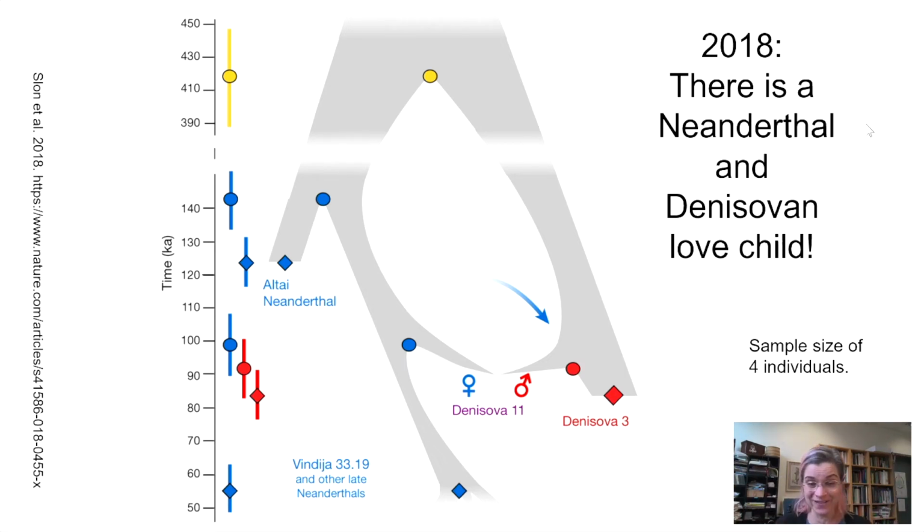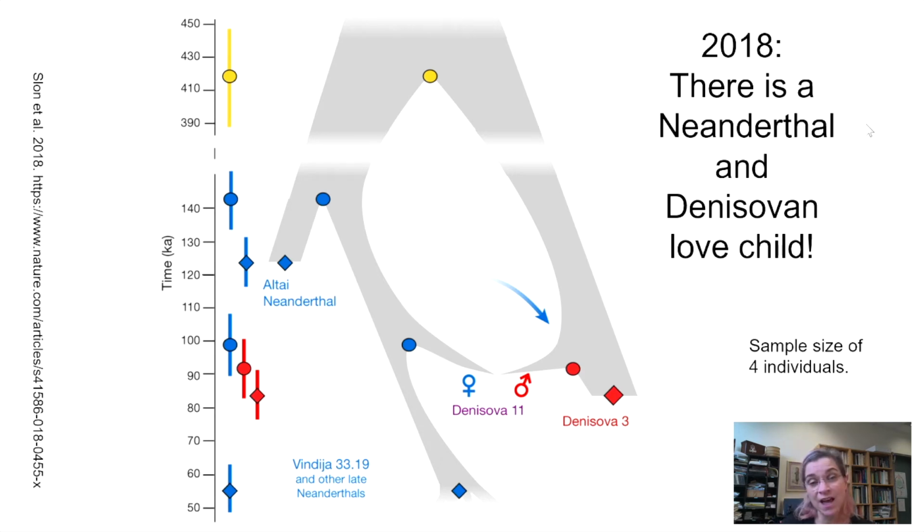So the geneticists found evidence of a Neanderthal and Denisovan love child. In this analysis, they had genome sequences of 4 archaic individuals, and from those archaic genomes, they estimated these last common ancestors and the relationships between them. You can see those 4 individuals. You have Denisova 3 in the lower right, and beside it Denisova 11, from which they interpreted the dad being Denisovan and the mom being Neanderthal, merged together.